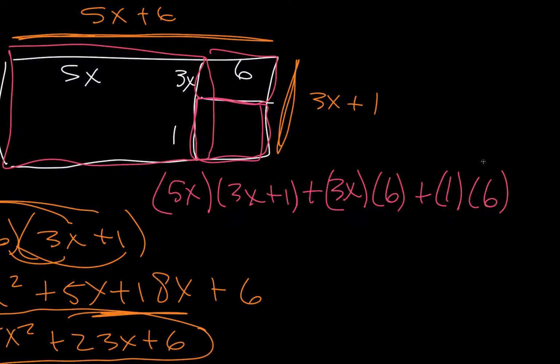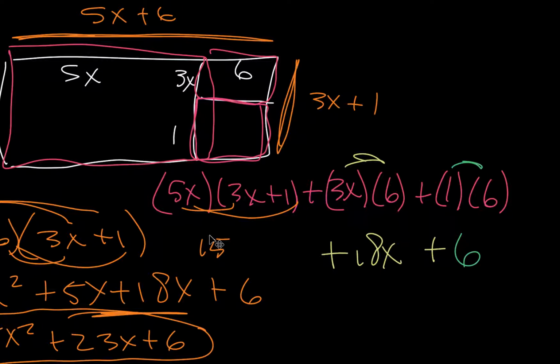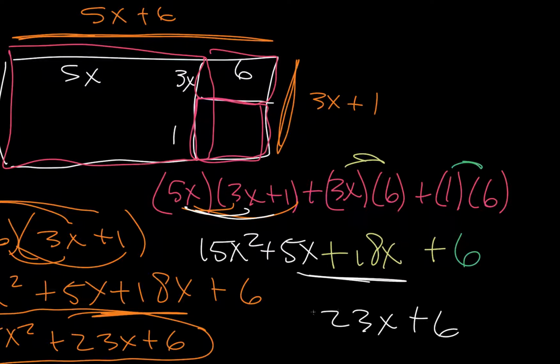So now we just need to simplify. Multiply these together, we get a 6. Multiply these together, we get 18x. Multiply these together, we get 5x. It's probably not a good color. It's going to get confusing with that other one. We'll do white. So we'll multiply this, we get 15x squared plus 5x. Combine like terms, we get 23x, we got our plus 6, 15x squared plus that.